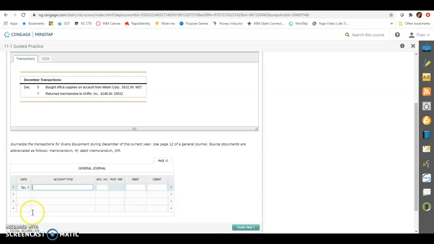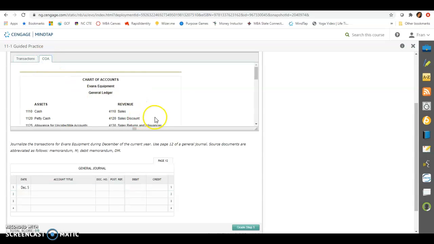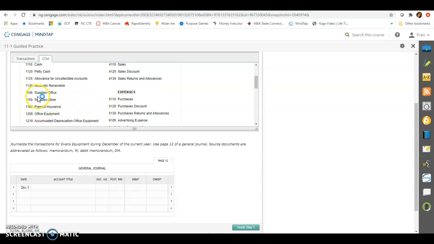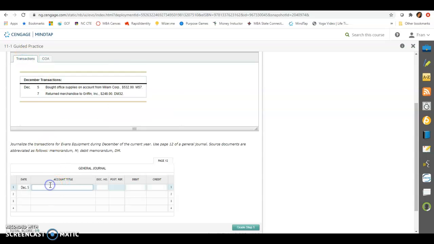So it's December 5th. And now that we're in the bigger corporations, they're usually going to divide up their supplies for office and store. Let's look at the chart of accounts and see what that account might be. Sure enough, we've got supplies-office and supplies-store. So we have to call this supplies-office instead of office supplies, or you turn red on you. Document number is M57, and the amount is 532.